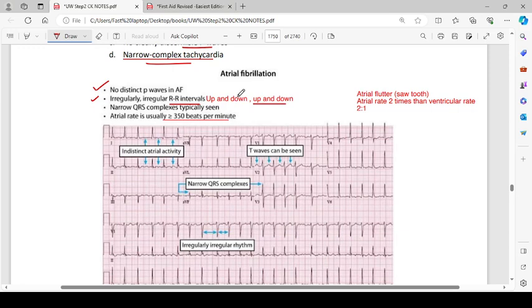Uh, what? Up and down, what was that? It is just irregular. I don't know the meaning of up and down.